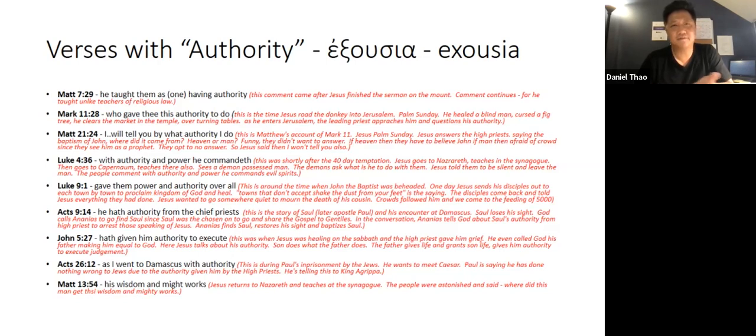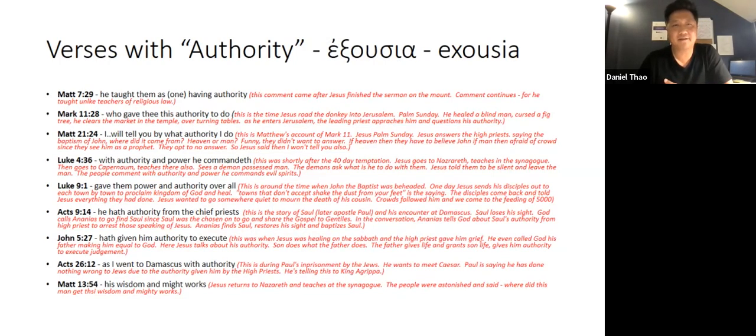And then the next one is Mark, where it says, who gave thee these authorities to do these things, right? So this is when, on Palm Sunday, Jesus goes down, he heals the blind man, he flips over the markets and clears those tables. He enters Jerusalem, and then he goes and preaches, and then the priests question his authority. That's the other usage of that.